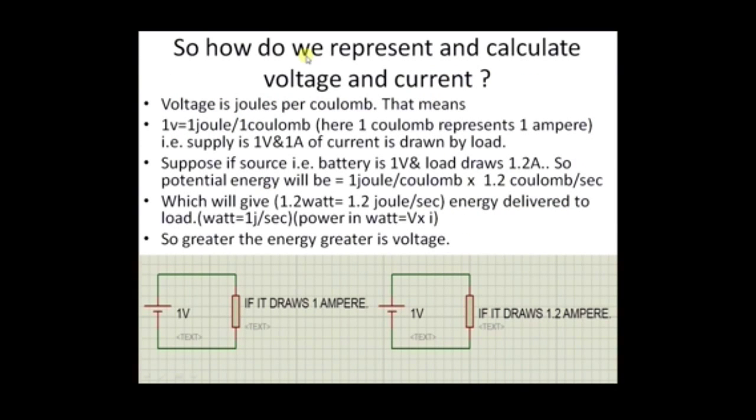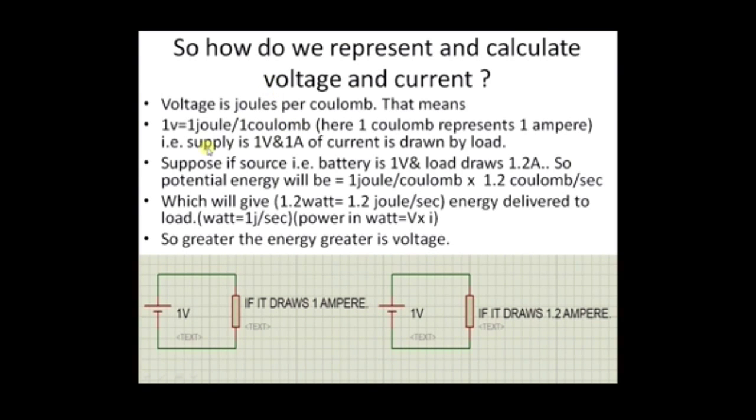So how to represent and calculate voltage and current? As I have told you, voltage is joule per second. It is denoted by joules per second. That means we can say it is 1 volt when 1 joule of energy is flowing per ampere, that is, per coulomb.